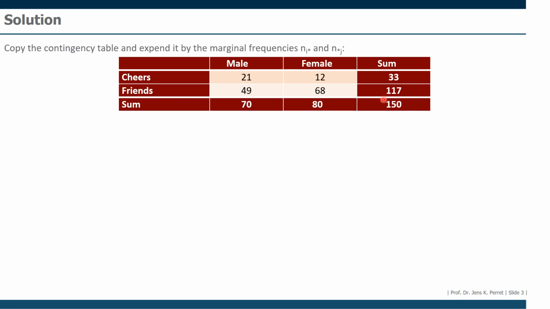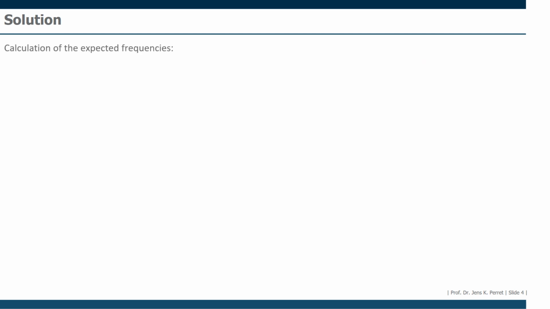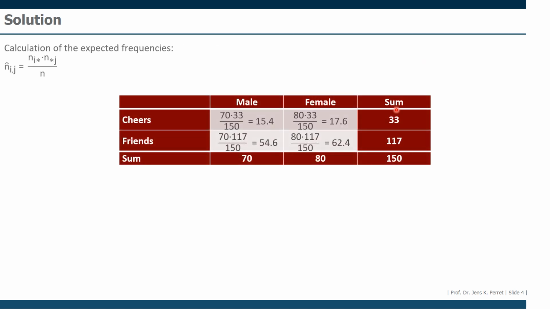Based on these marginal frequencies, I can then calculate the expected frequencies, those values which I expect to result if the data were to be evenly distributed, following only those marginal frequencies. For this, I'm going to copy the table, usually without this stuff here in between, with just the marginal frequencies from before. Those values here, the expected frequencies, I can calculate following this formula.